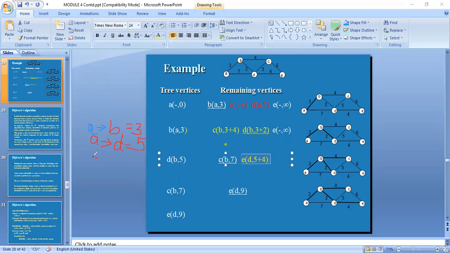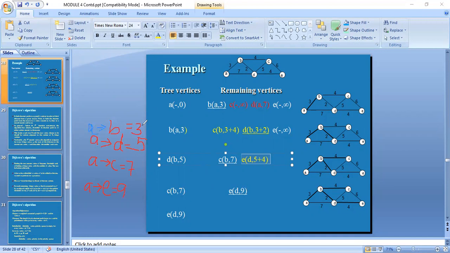Next, what is A to C? The next one which is taken is A to C. So what is A to C? A to C is 3 plus 4. What is 3 plus 4? It is nothing but 7. Now finally E. What is A to E? You are taking A as the source vertex and E as the destination. When you take A to E, the value will be equal to 9.